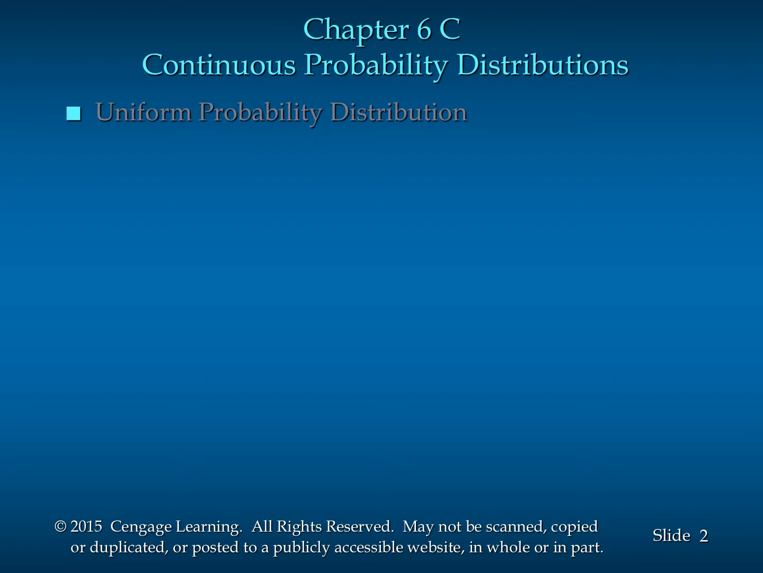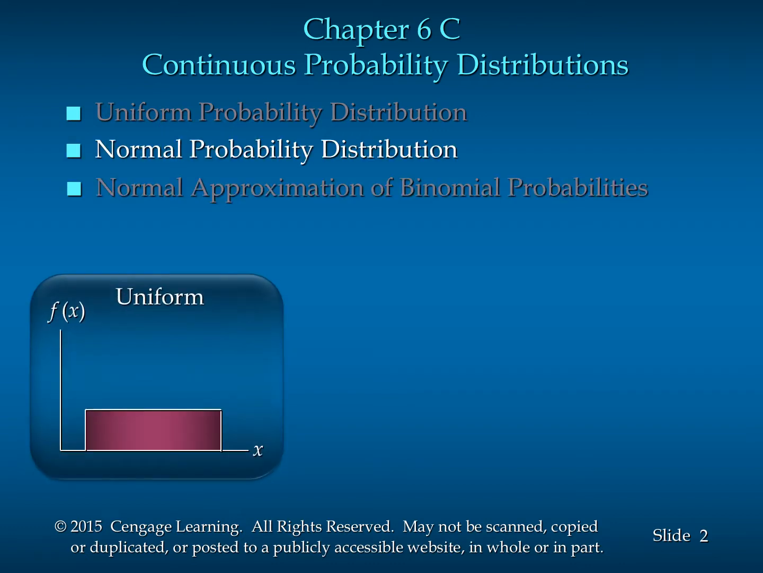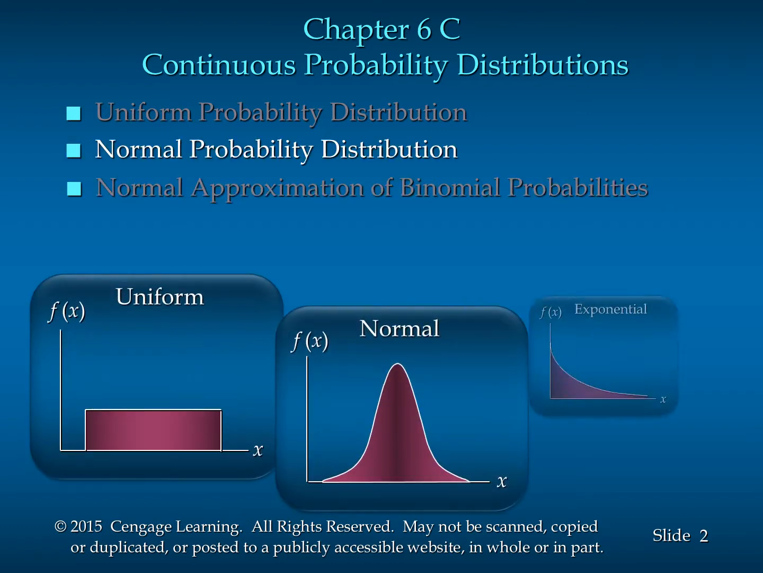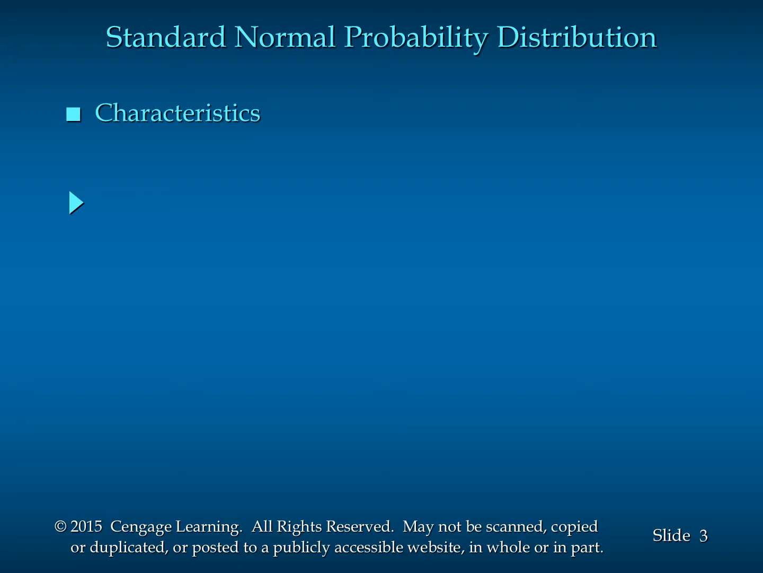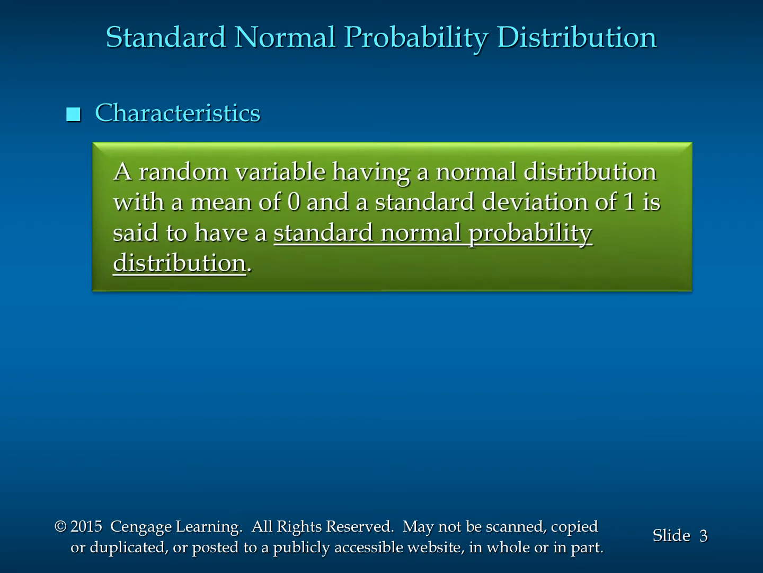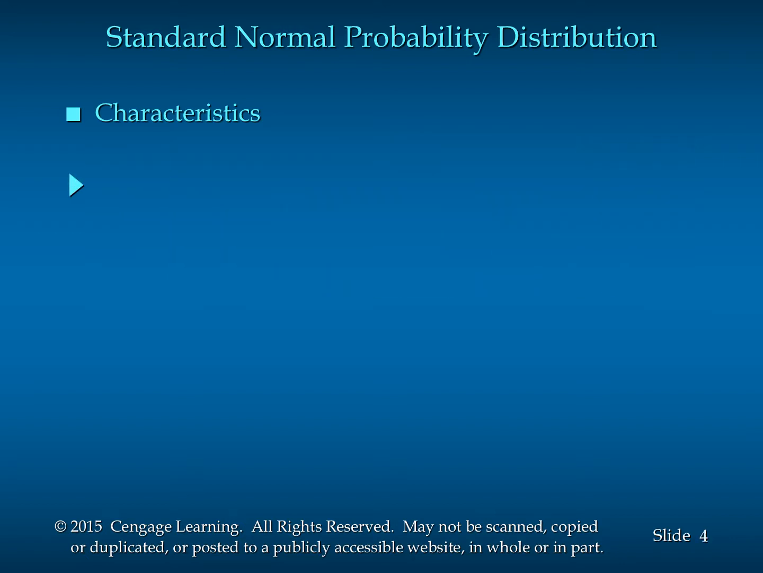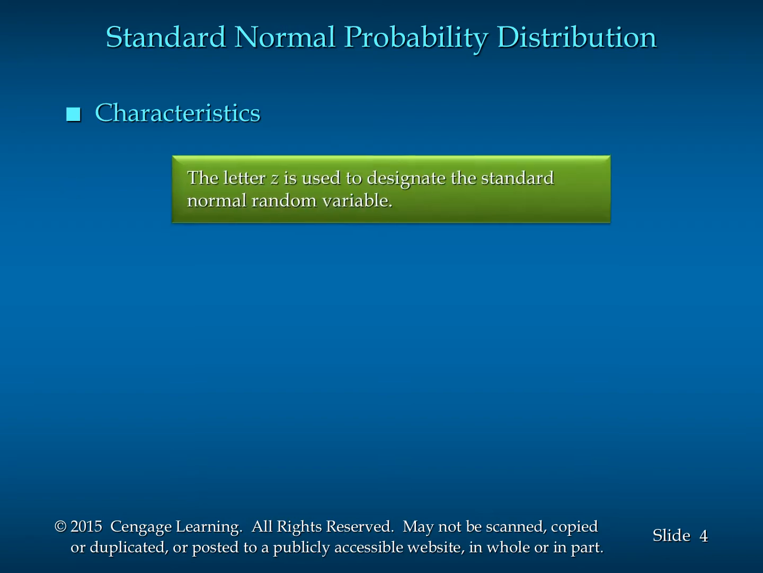Let's continue our discussion of the normal distribution. We need to define the standard normal probability distribution. This is a special case of the normal, where the mean is equal to 0 and the standard deviation is equal to 1. Shape is exactly the same as in the normal distribution.